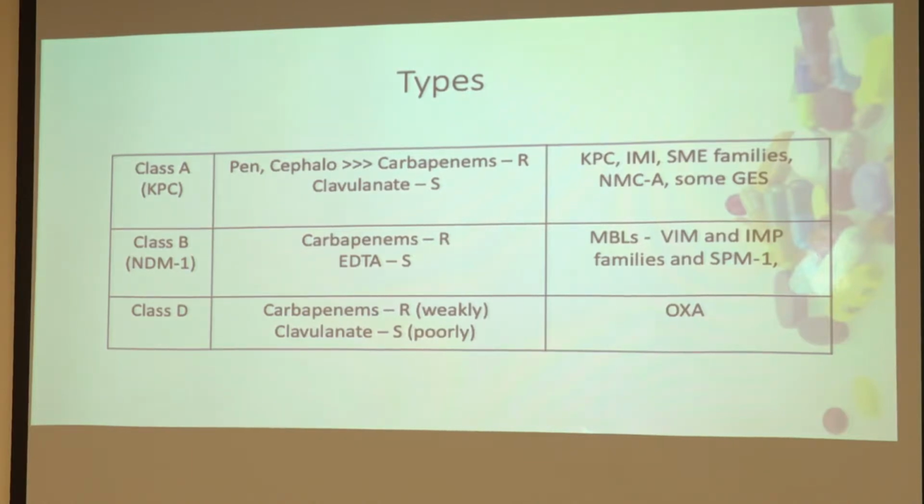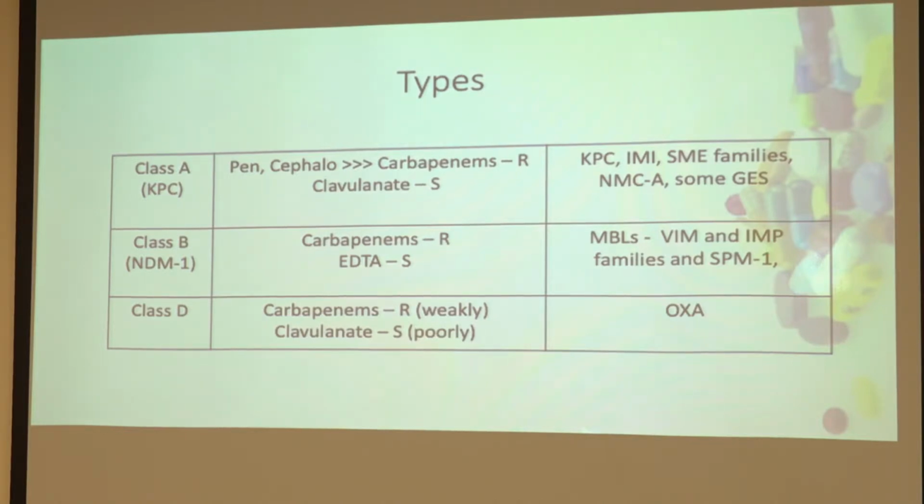Class A, the most common one is KPC. It was isolated in 1990s. It is the most common carbapenemase in the US, and it was first described, as I said, in 1990s in North Carolina. In this class, they hydrolyze carbapenems as well as penicillins and cephalosporins, but they can hydrolyze penicillins and cephalosporins more as compared to carbapenems. Their growth is inhibited by clavulinate, which is very important to know. In the last column, we can see there are different strains or different enzymes, but the most common one for us to remember is KPC.